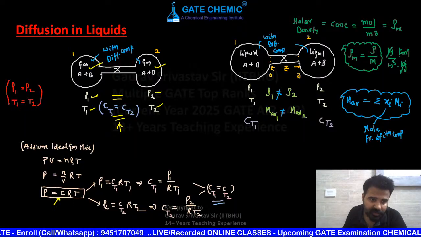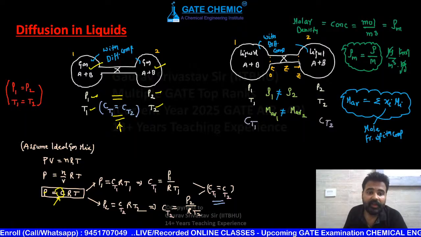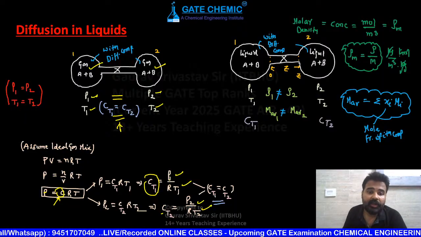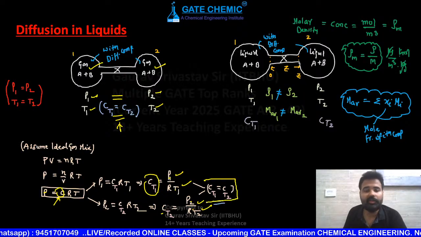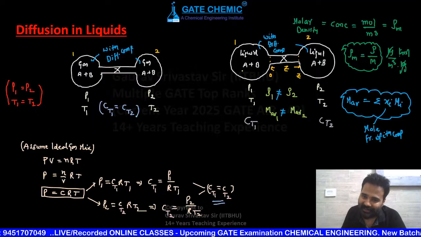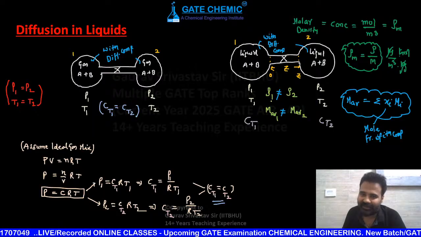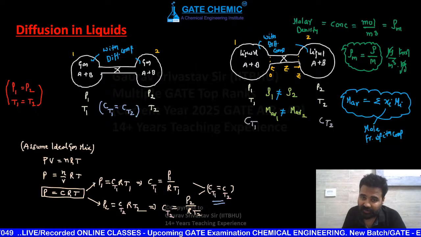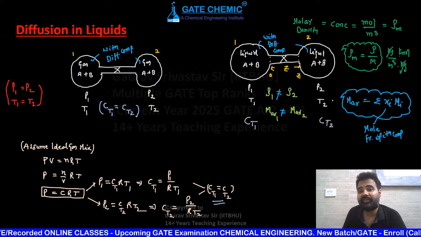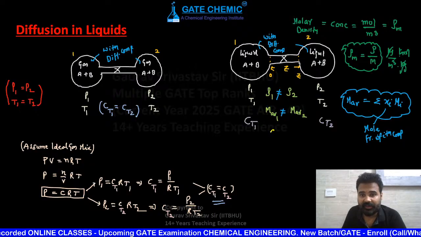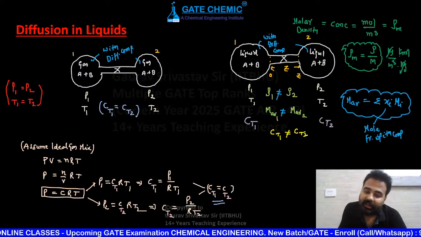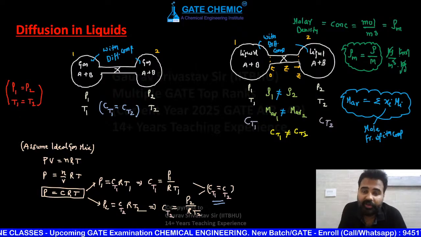So if T1, T2 and P1, P2 are the same, then clearly CT1 will also be equal to CT2. Why? Because C is P by RT. So CT1 is P1 by RT1, CT2 is P2 by RT2, and since P1 equals P2 and T1 equals T2, clearly it is the same. But when you see the same thing in the liquid case, the density of this side and that side is not the same. The average molecular weight of this side and that side is also not the same. So if you write CT1 and CT2, then in this case CT1 is not equal to CT2. That's why we need special attention for these types of cases.